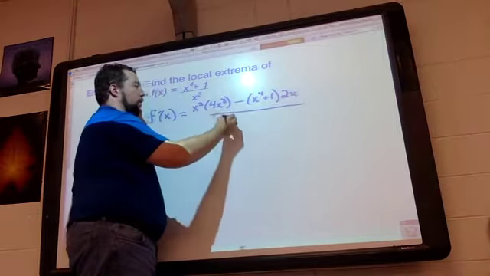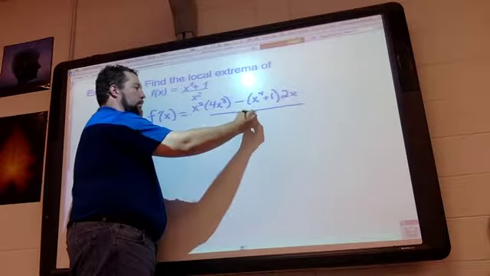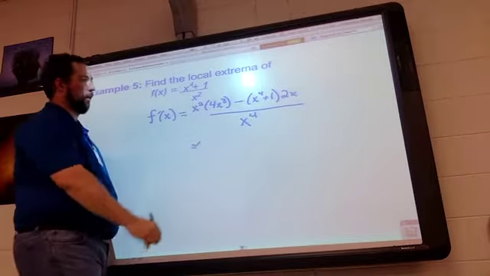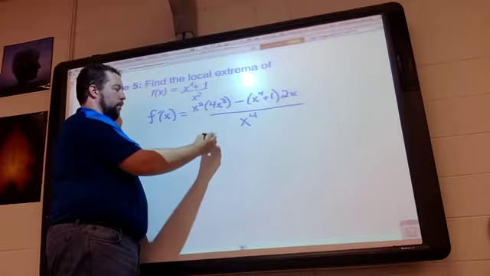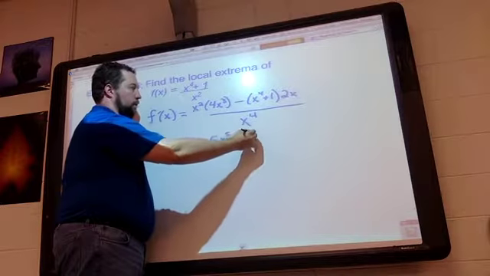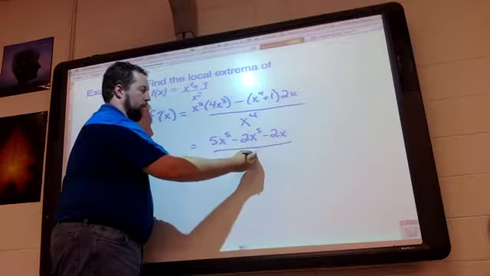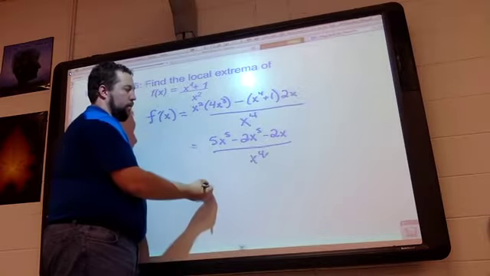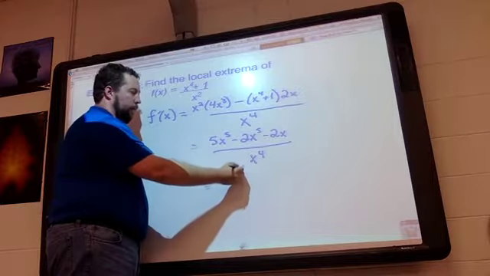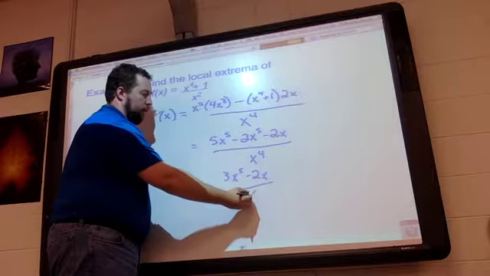All over x squared, all over x to the 4th. Over x to the 4th, I guess you could do that. If we clean up the top, that's going to give us 4x to the 5th minus 2x to the 5th plus 2x. Well, minus 2x, my bad, all over x, which I could say is 3x to the 5th minus 2x all over x to the 4th.